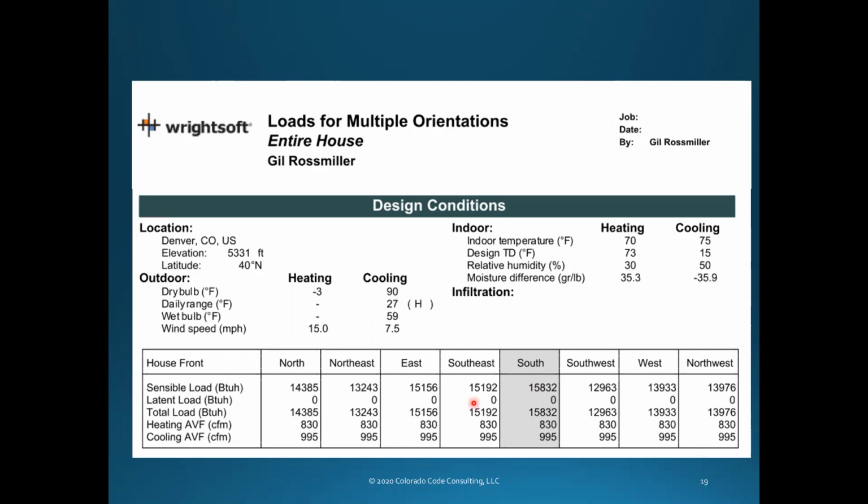So which is the lowest? Here. 12,963, so call it 13,000. So 13,000 to 15,800 is what? 2,800 BTU. So the difference between the highest load and the lowest load isn't even 3,000 BTU. Air conditioning units only come in half-ton increments. That's 6,000 BTU. Did I tell you what a ton was?